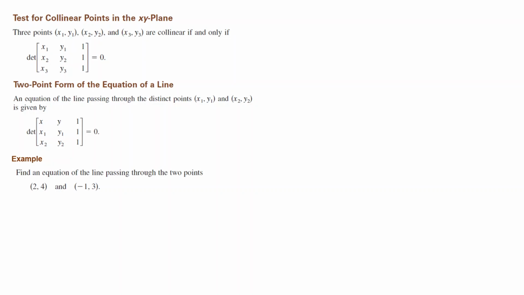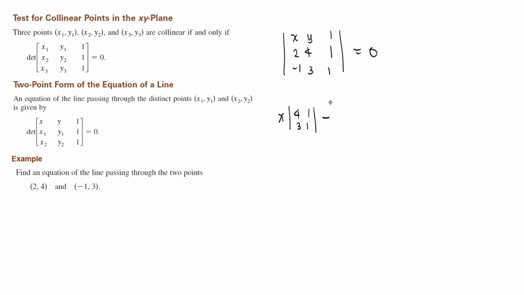Find an equation of the line passing through these 2 points, (2, 4) and (negative 1, 3). So we have here the determinant of, we write x, y and then 1. We write the points. We put 1 here and then negative 1, 3, 1. We equate that to 0. So we expand by cofactors in the first row so that we will have x. That's positive because we have positive, negative, and then positive. We delete this and this. So we have 4, 1, 3, 1.